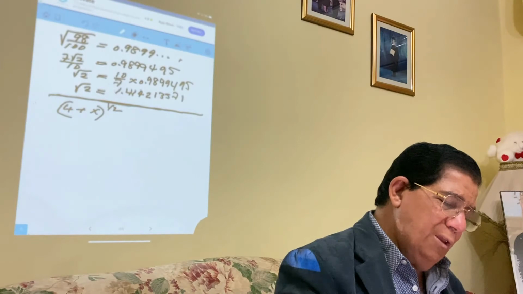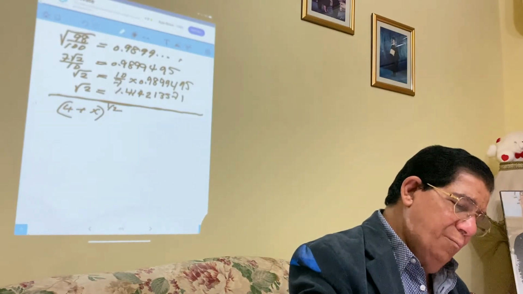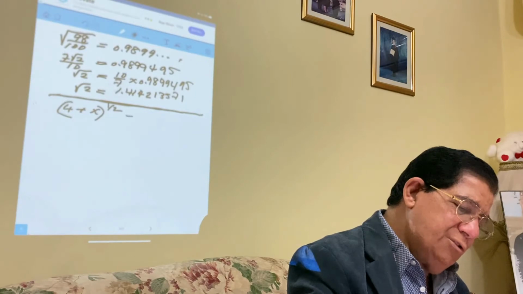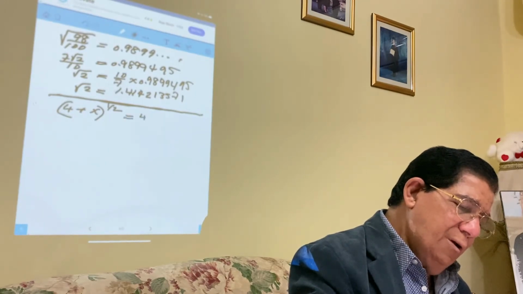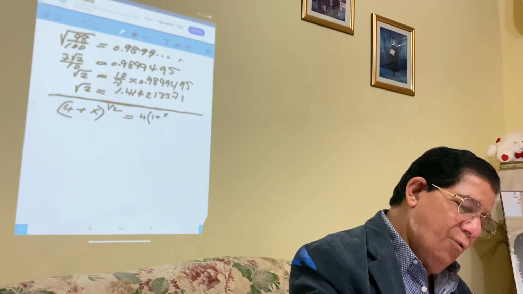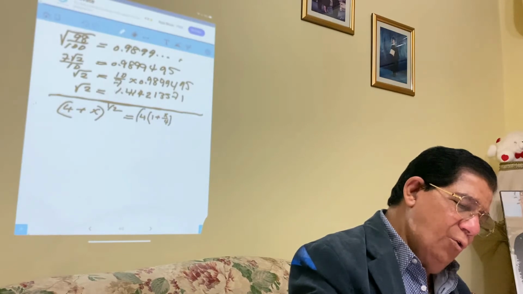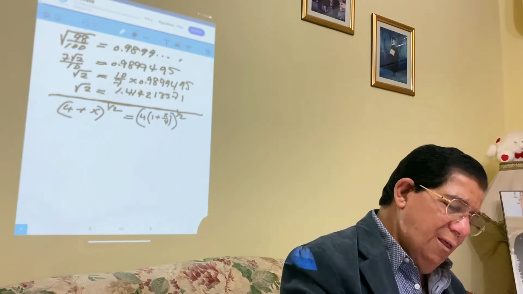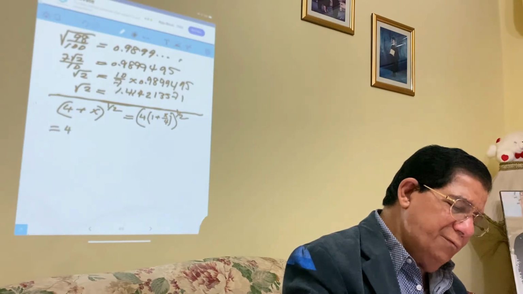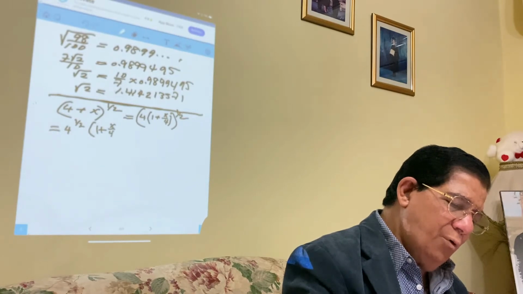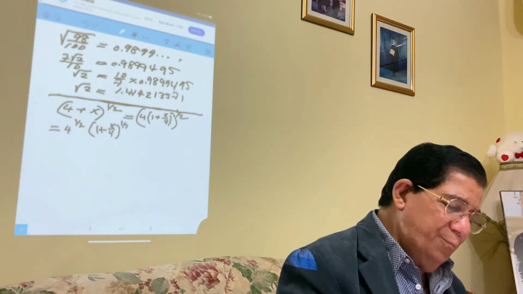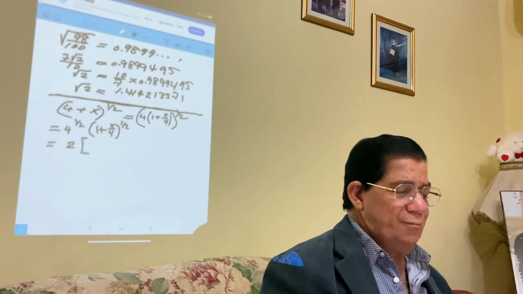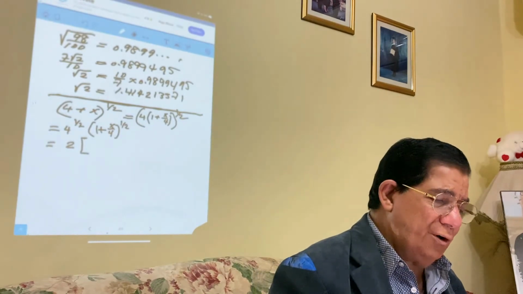How? By saying that this is equal to 4, common factor, 1 plus x over 4, all to the power half. Therefore, it will be 4 to the power half times 1 plus x over 4 to the power half. And 4 to the power half is 2. Then we make the expansion of this, then we multiply the answer finally by 2.